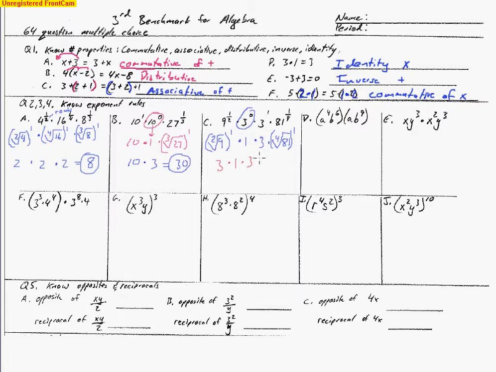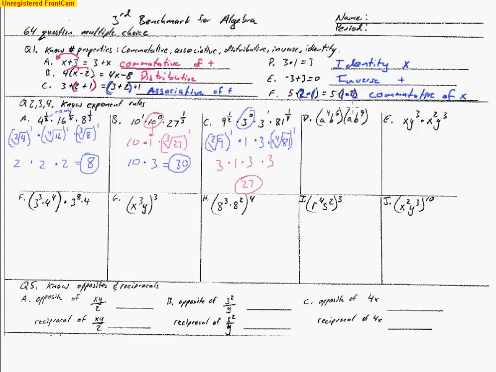And 3 times 3 will be 9. Then 4 numbers that make 81. Oh, it's another 3. So we multiply out all those 3's and the 1, you get 27. Now the next problem is just multiplying terms with variables, and we have different bases here.